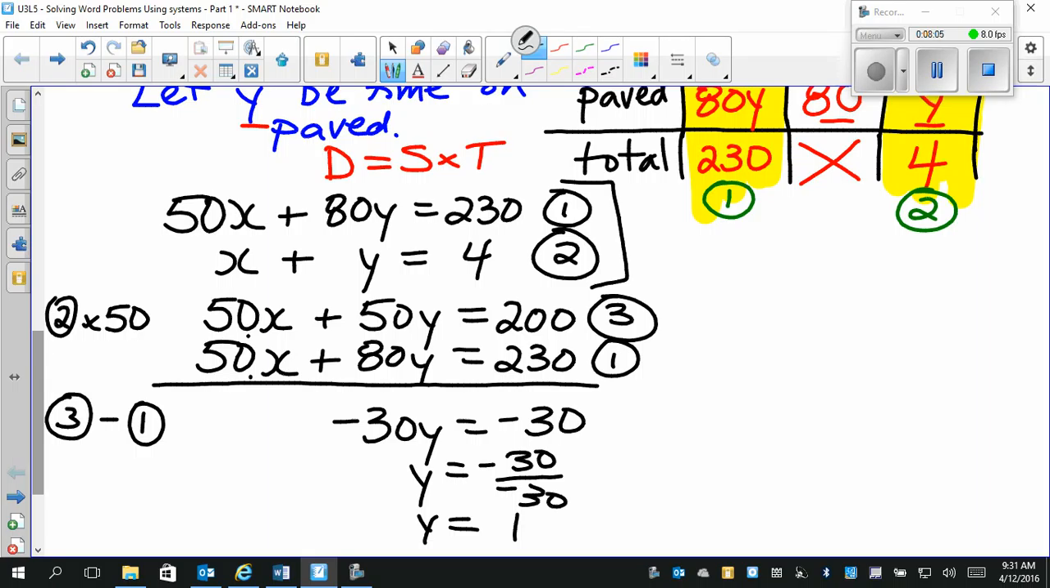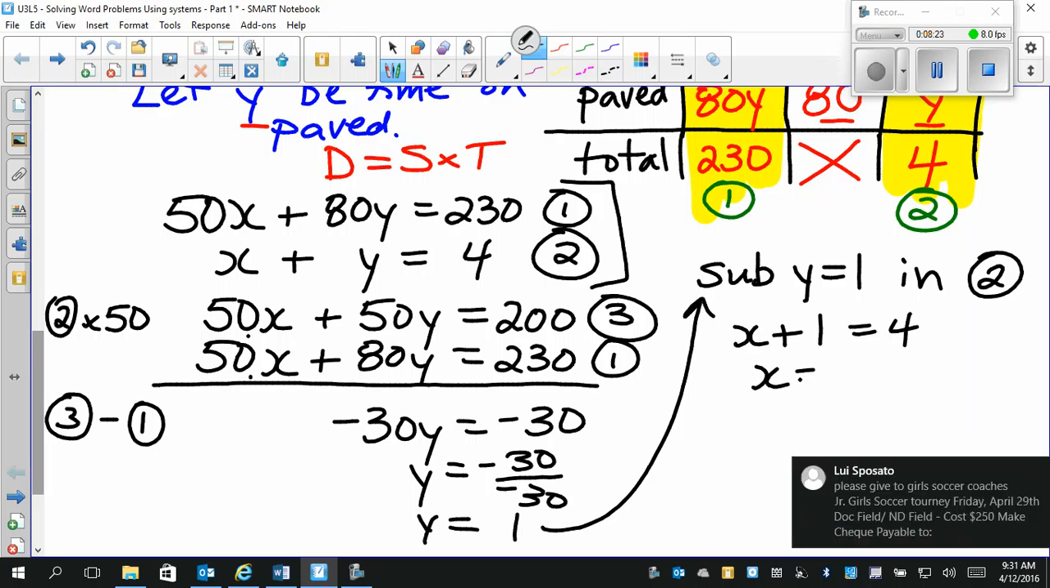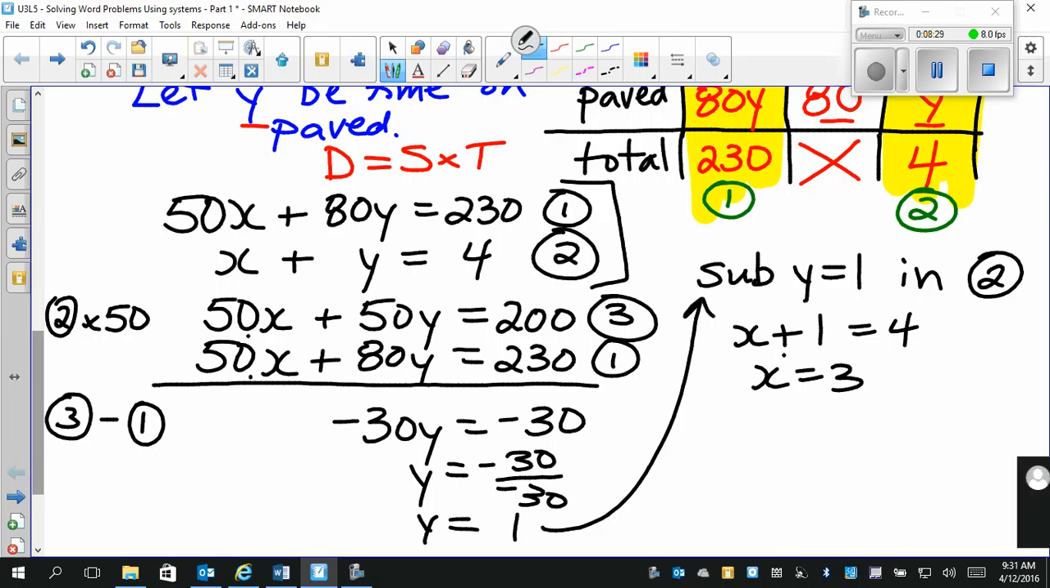So then I can sub y equals 1 into equation 2, and that is going to be much easier. So it's going to be x plus 1 equals 4, so x is equal to 3. So I've got this value, and I've got this value.